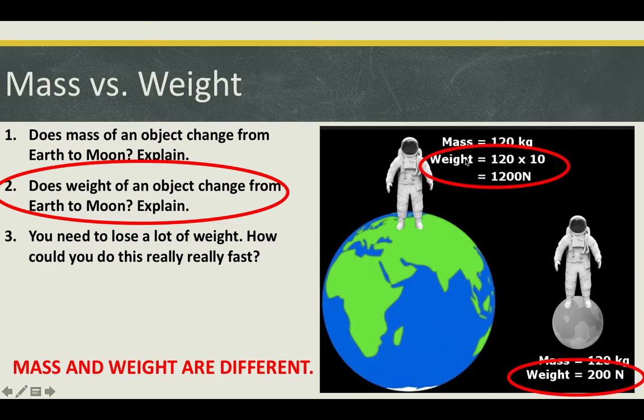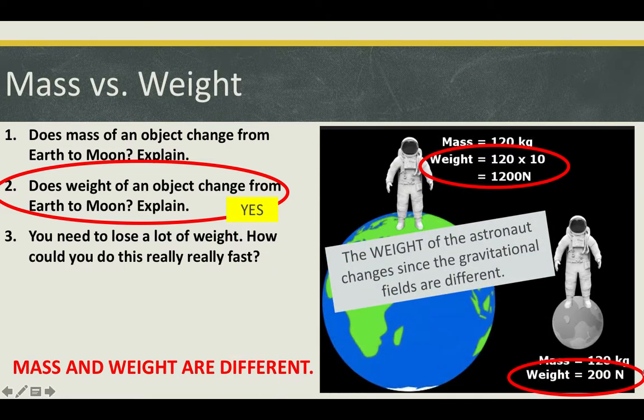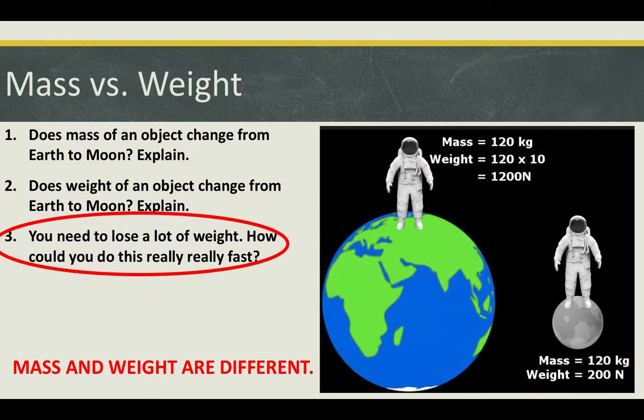The weight of this astronaut on the Earth is 1,200 newtons. The weight of the same astronaut on the moon is 200 newtons. So yes, the weight of the astronaut changes since the gravitational fields are different. The gravitational field of the moon is less. It's not as strong as the Earth, so the astronaut weighs less on the moon than he does on the Earth.